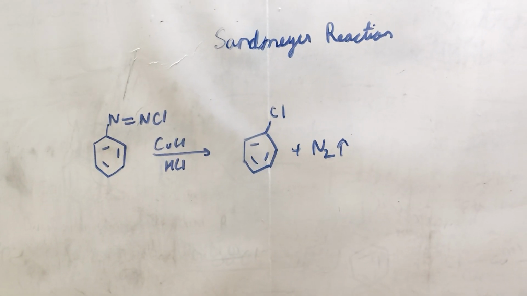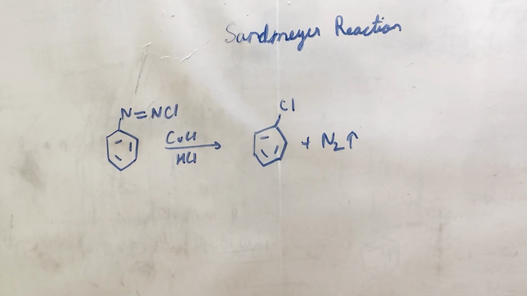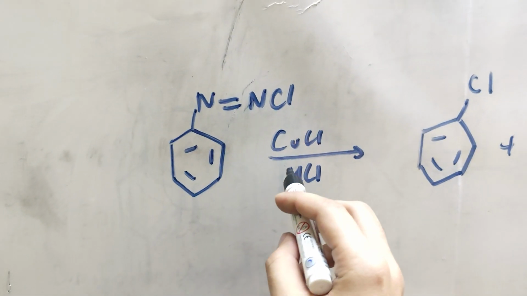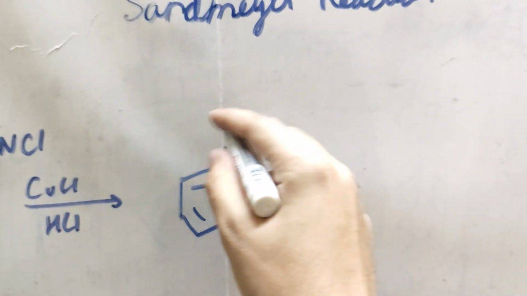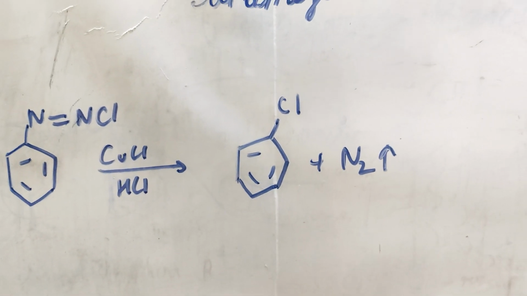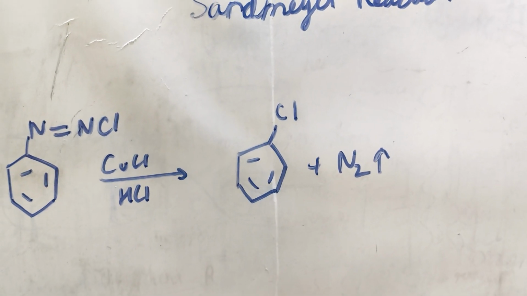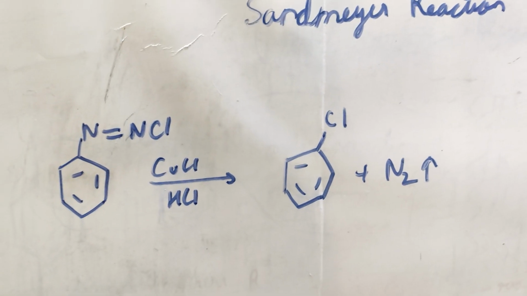So first, the Sandmeyer's reaction is formation of aryl halide from diazonium salt. I have drawn an example here. This is benzene diazonium chloride, in which CuCl is working as a catalyst. There is formation of chlorobenzene and liberation of nitrogen gas. The Sandmeyer reaction is a nucleophilic aromatic substitution. It is somewhat like this. We will go through the mechanism now and see what is happening.